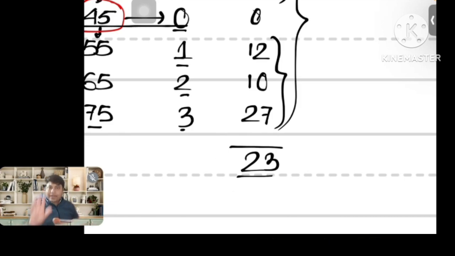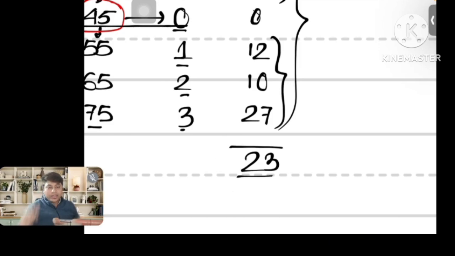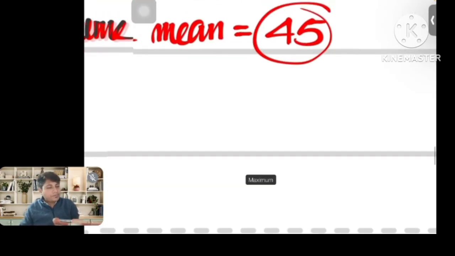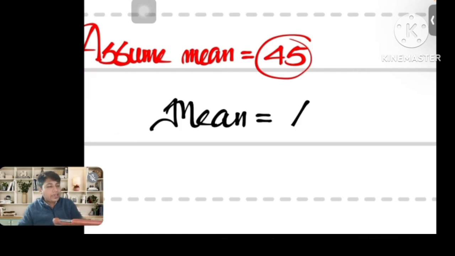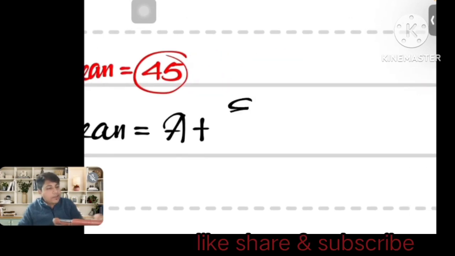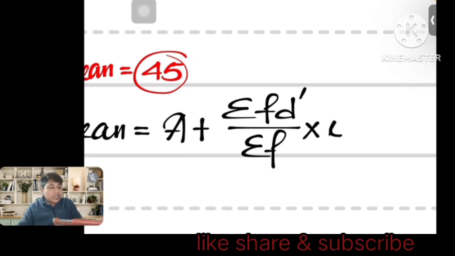Okay. That's all. You might have a question: is this the answer? No, this is not the answer. But the main calculation is done now. Just one single formula and the answer will be there. What is the formula? Let me write the formula. The formula of mean under the step deviation method is very simple. It is equal to A, where A means assumed mean, plus summation FD dash, that's what we calculated here, which is 23, divided by summation of F into I.